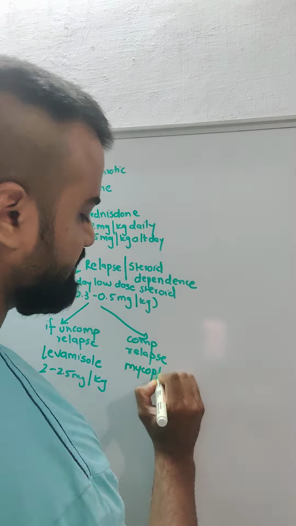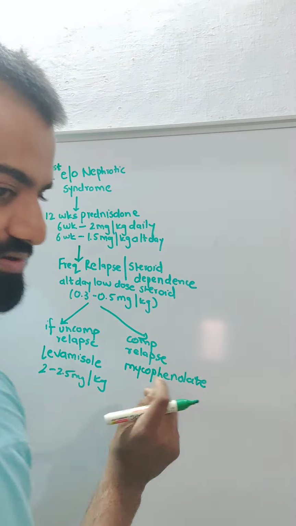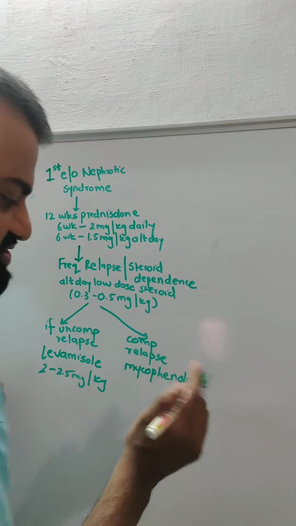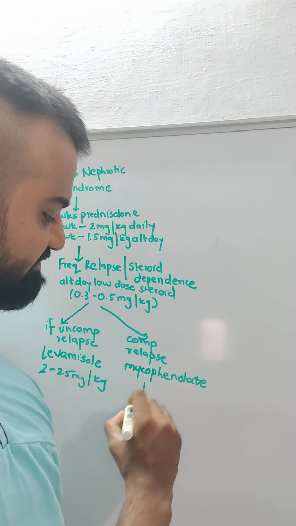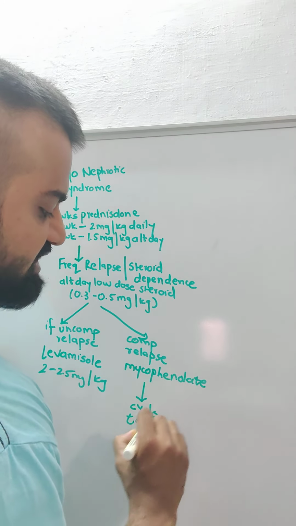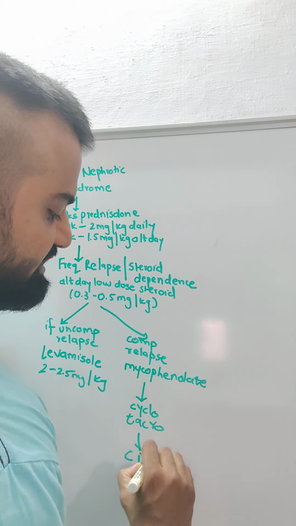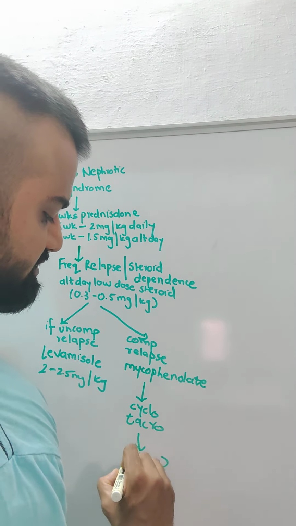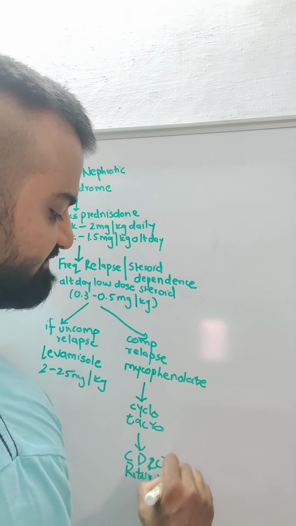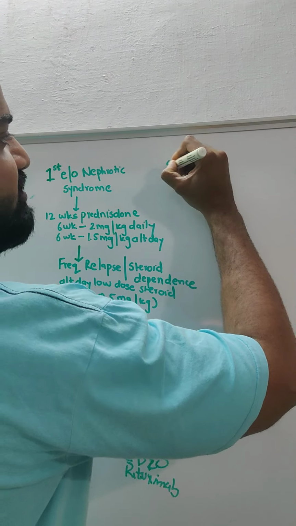If there is a complicated relapse, then we shift the patient to mycophenolate mofetil. Everyone, please comment the mechanism of action of this drug. And if there is no improvement, then we use cyclosporin or tacrolimus, and if still no response, we shift the patient to rituximab, which is anti-CD20.